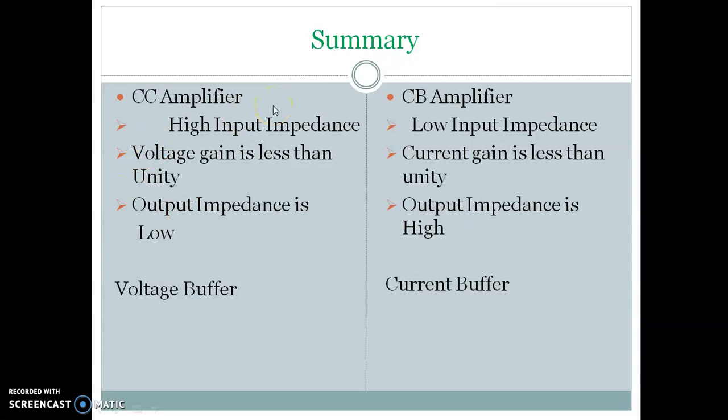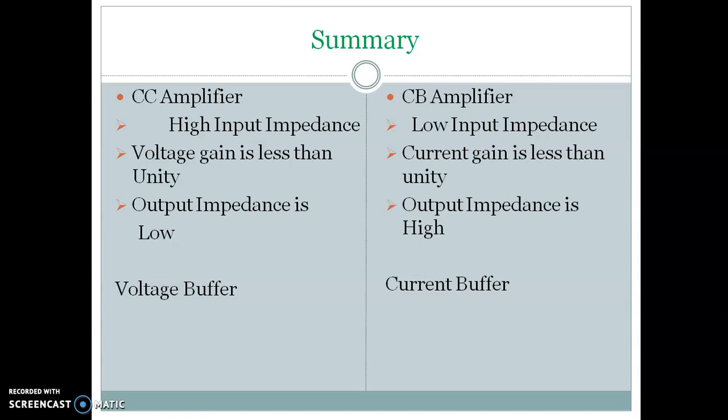Next, to summarize, we compare the common collector amplifier and common base amplifier. The common collector amplifier has high input impedance, because you have it as gm Rπ Re, which is going to be a very large value. But coming to the common base amplifier, the input impedance is Rπ divided by 1 plus gm Rπ, which is going to be very, very small. So this has low input impedance.